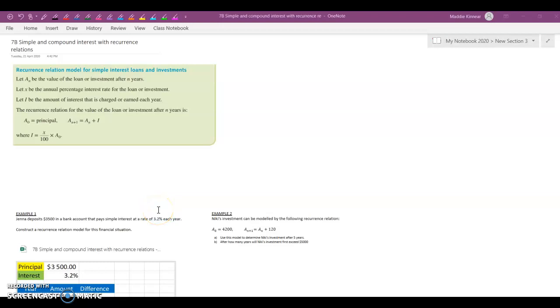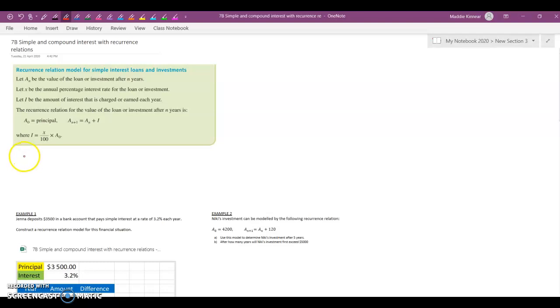So we're now going to look at how we can use recurrence relations to model simple and compound interest. It's important to make sure that we realize that the rules for writing something in a recurrence form is different to the formulae that we get given for simple and compound interest.